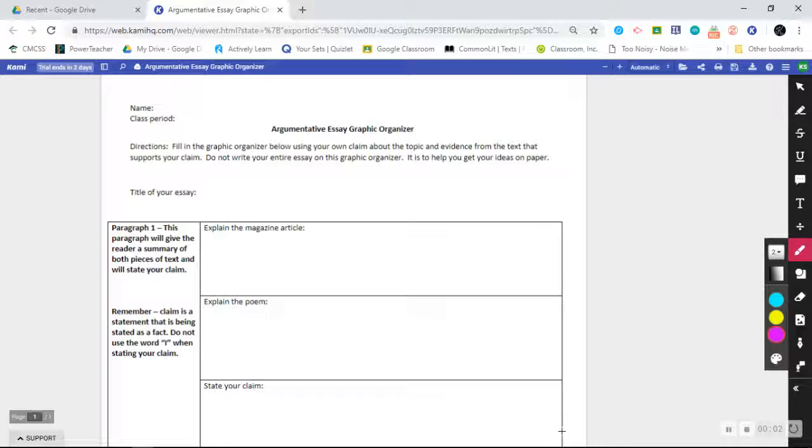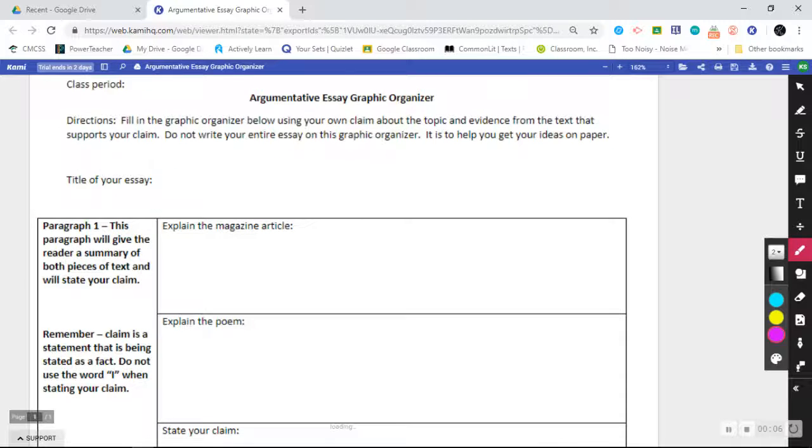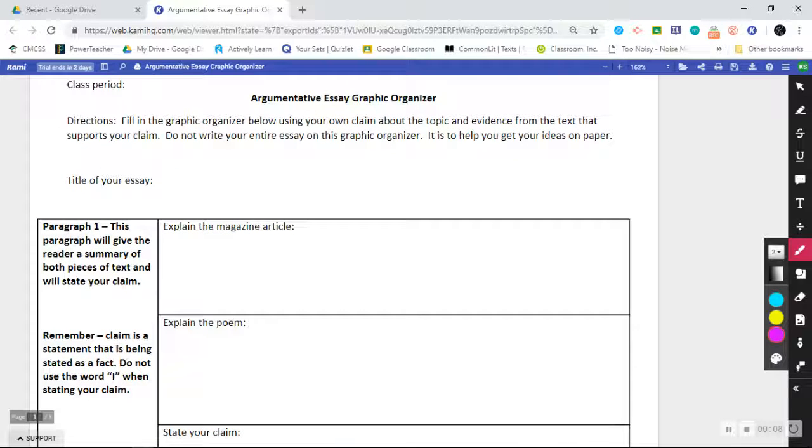All right, I'm going to go through the argumentative essay graphic organizer and briefly explain what needs to go in each box, but I'm not going to fill out each box. You have to fill it out on your own.